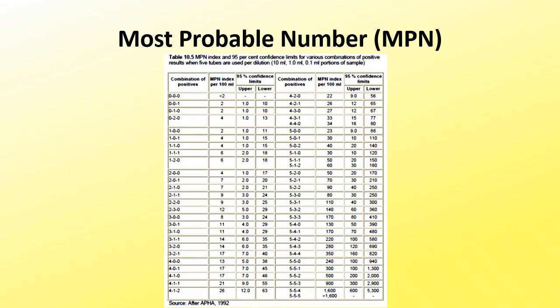This is how the most probable number, MPN, table looks like, and some people also call it a conversion table. So in the previous slide we obtained the number 421, which is equivalent to 26 most probable number index per 100 mL.